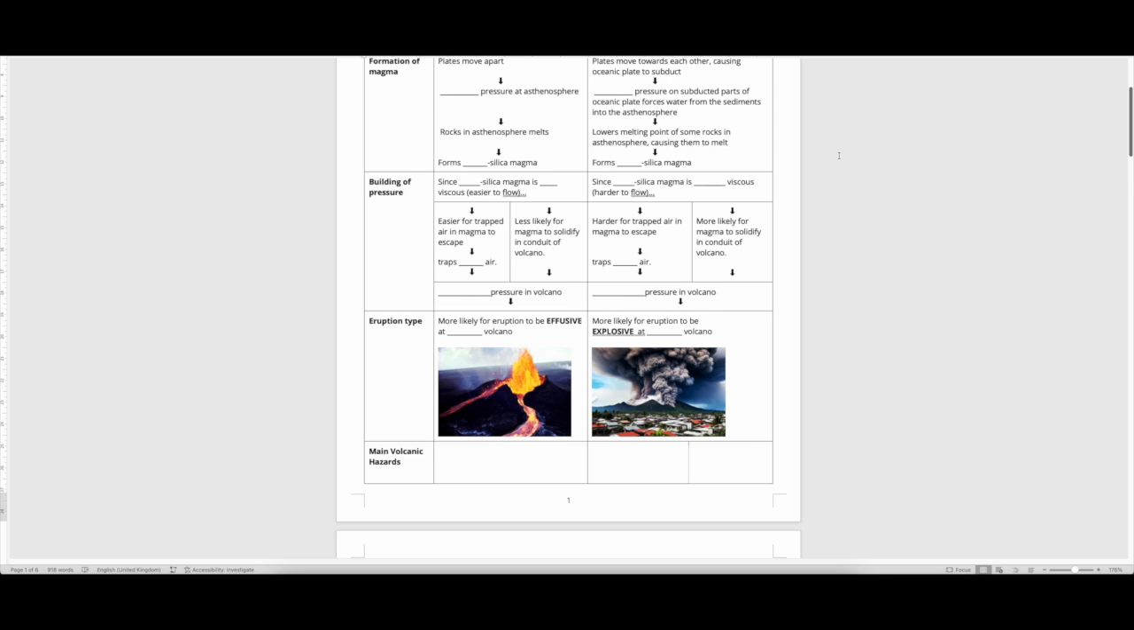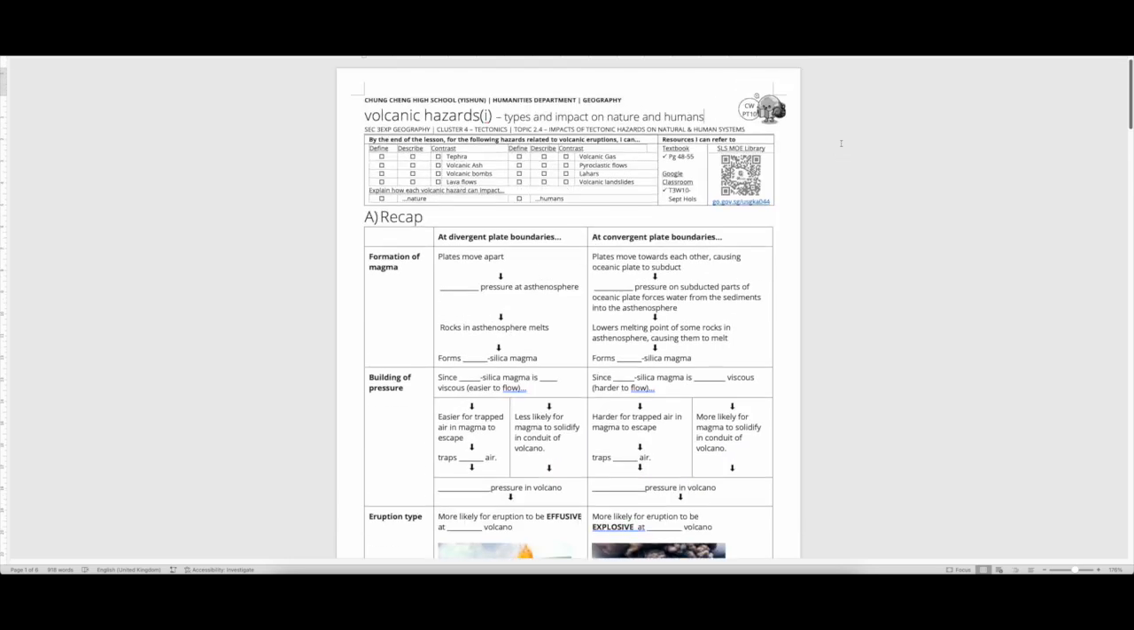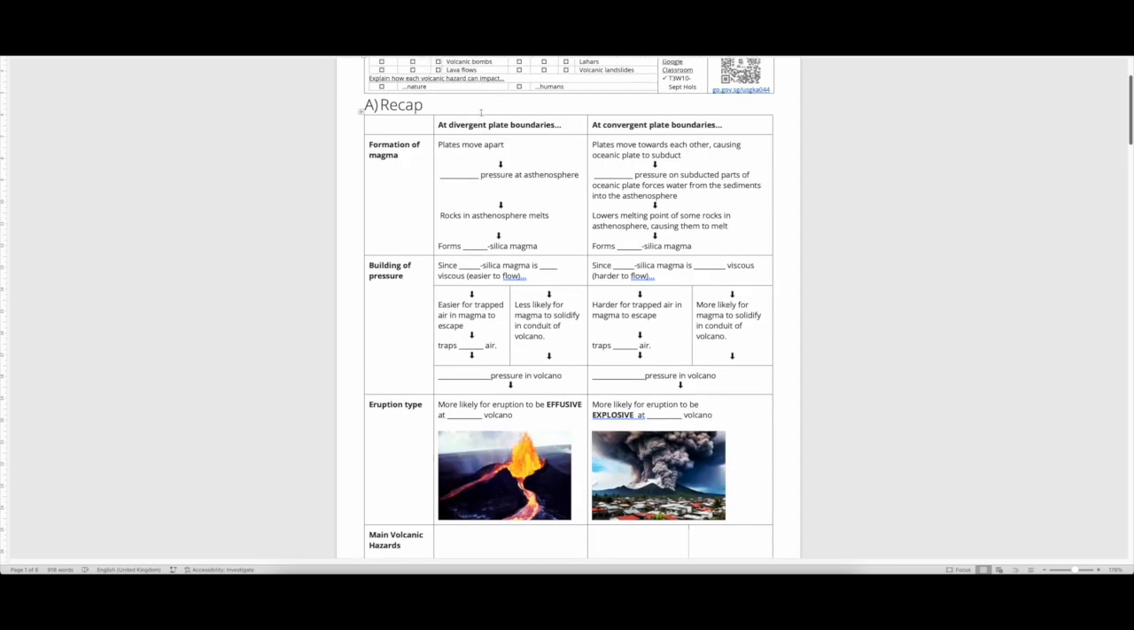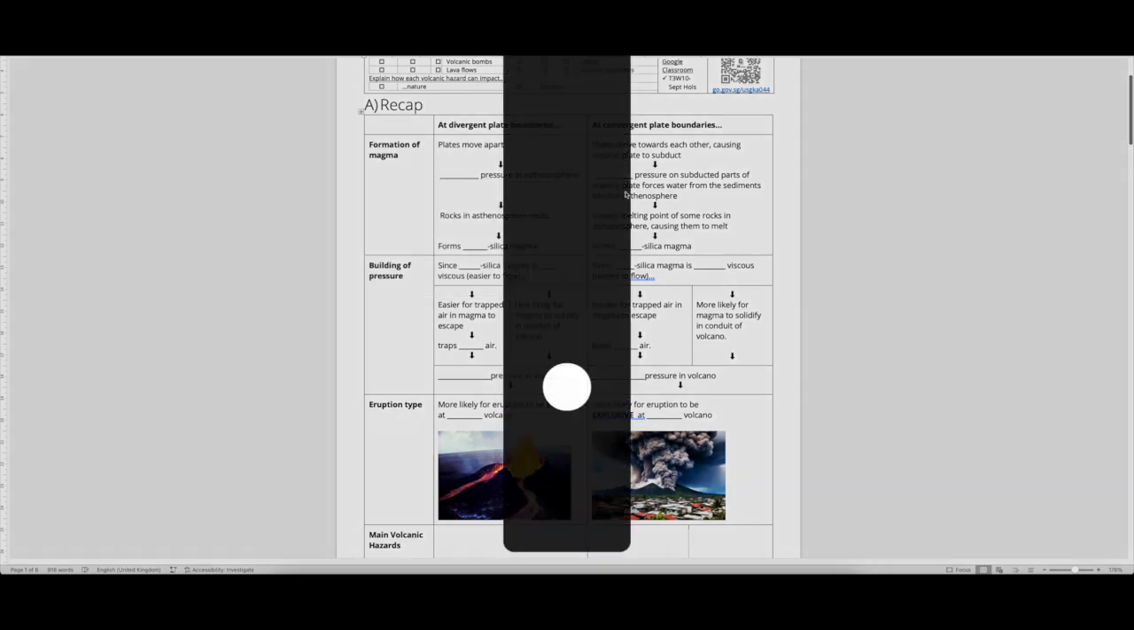Okay, so before we go on, I want you to recap very quickly the two different kinds of volcanoes that we have learned, which are your strato and shield volcano. At the same time, I want you to explain at each type of plate boundary what happened that led to different kinds of magma, which then led to the different kinds of volcanoes and the type of eruption. Okay, pause the video and do it now. Once you are done, please unpause the video.